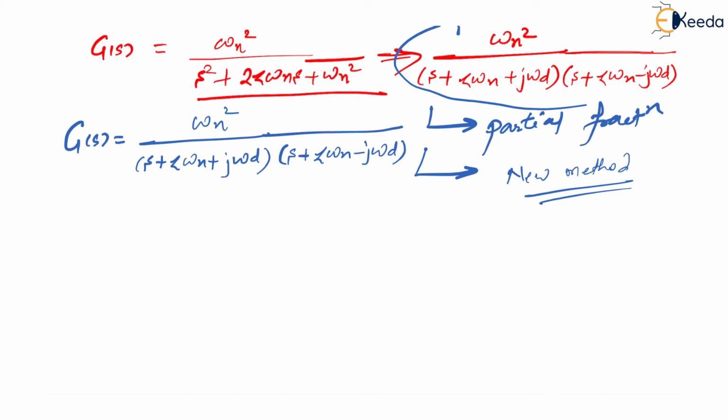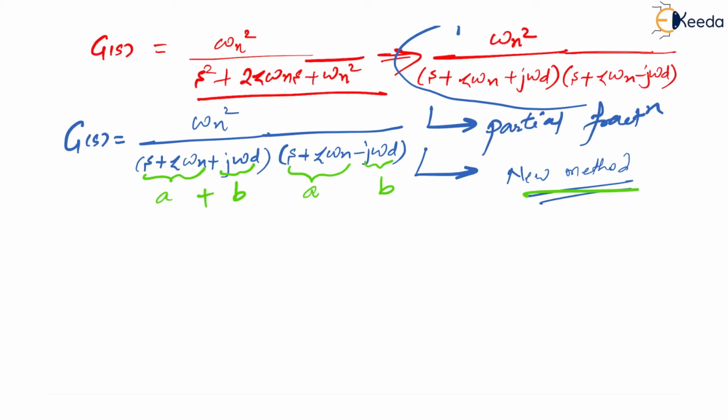Yes. Now let me use this new method. What does it say? Let us see. If you observe this one and this one, means s plus zeta omega n, are they same or not? Let me call them to be a. Now if you see this j omega d and this j omega d, are they same or not? So definitely this is b.